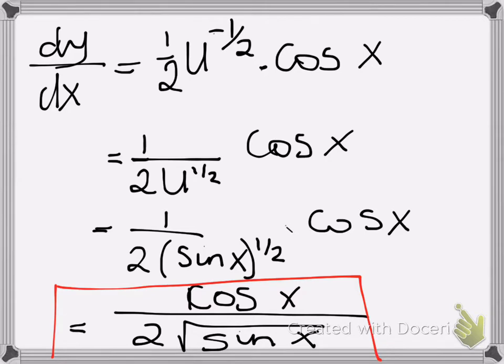So you don't want to have that negative power on the u, so flip it and put it as a positive power. So it'll be 1 all over 2 times u to the power of a half, still multiplied by cos x. Substitute back in for u, so u, remember, was sine x. So it's going to be 1 all over 2 times sine x to the power of a half multiplied by cos x. So now I'm just multiplying 1 by the cos x here, and I'll get cos x all over 2 times anything to the power of a half is the square root of. So it's cos x all over 2 times the root of sine x.